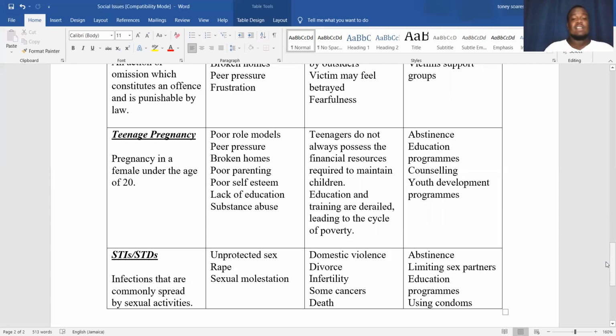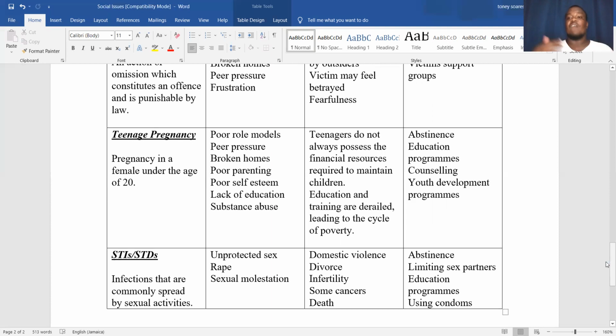Some of the causes: poor role models, peer pressure, broken homes, poor parenting, poor self-esteem, lack of education, substance abuse, right? Many times these girls don't feel love at home. Sometimes they don't have a father figure in their life, so they go out there and seek love elsewhere, and they get pregnant. Sometimes it's as a result of poor parenting, because parents don't see the need to have the sex talk with their children, not only the girls, but the boys too, right? Many of these teenagers don't know how to use contraceptives, how to use a condom, right?